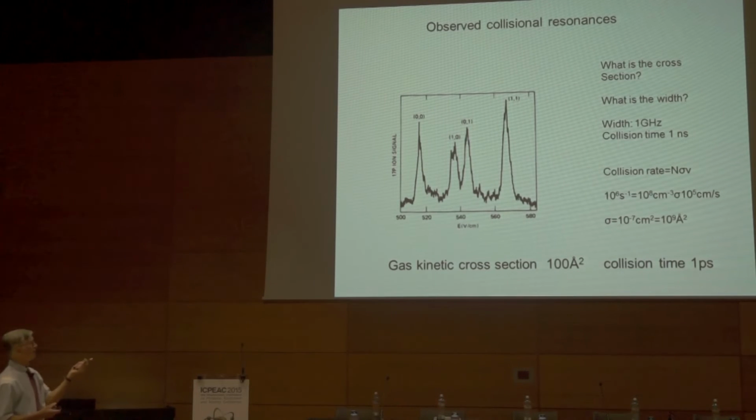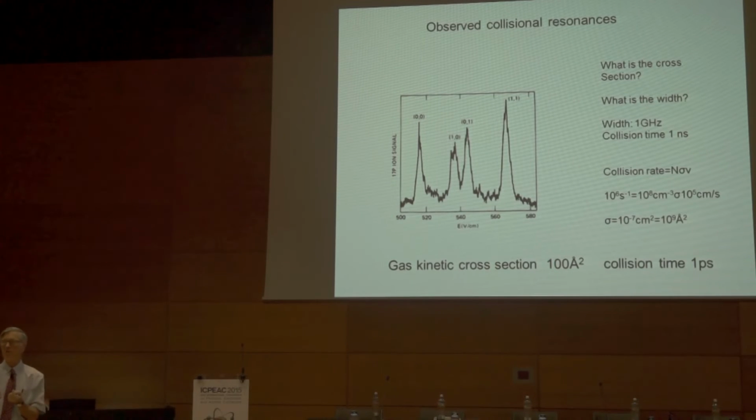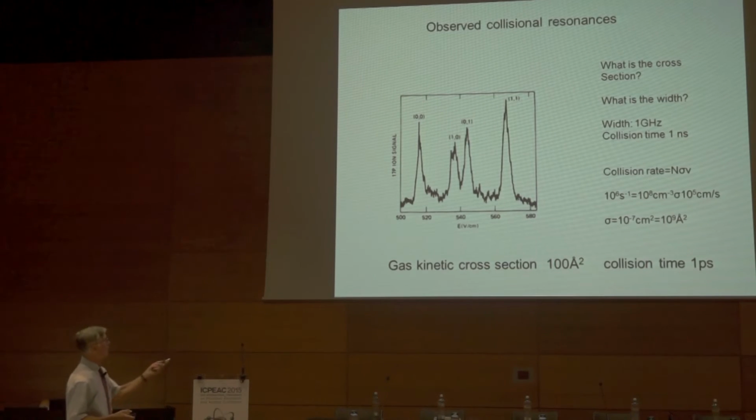The obvious questions are, what's the cross-section for this process, and what's the width? The width is actually easy to figure out because you know the Stark shifts of the levels, and so you can easily see that the widths of these things are a gigahertz. That means the atoms are colliding for a nanosecond.